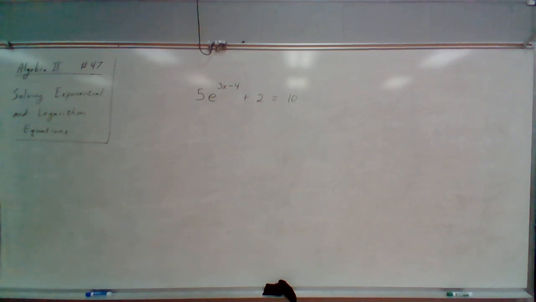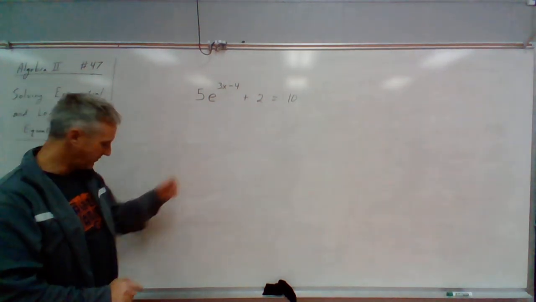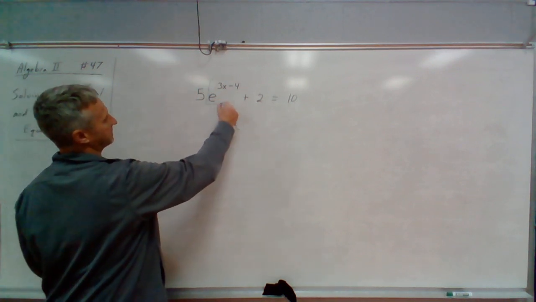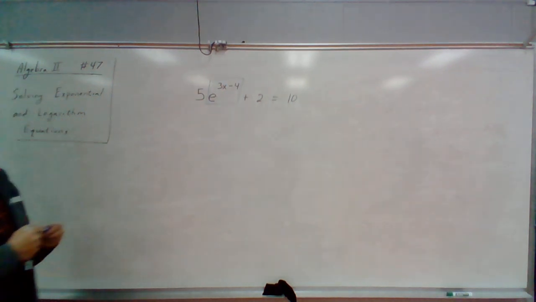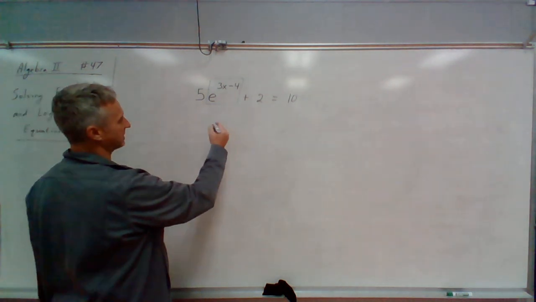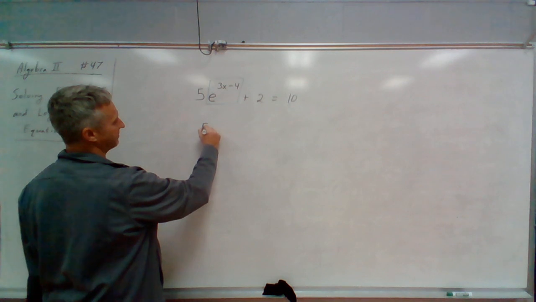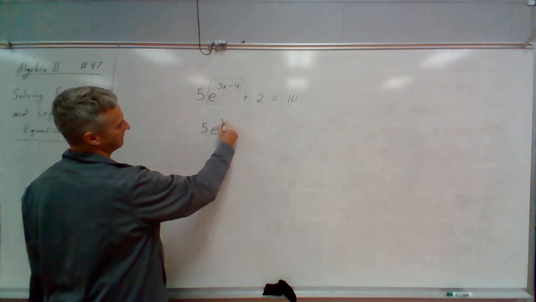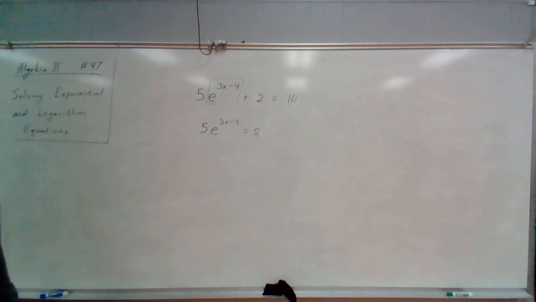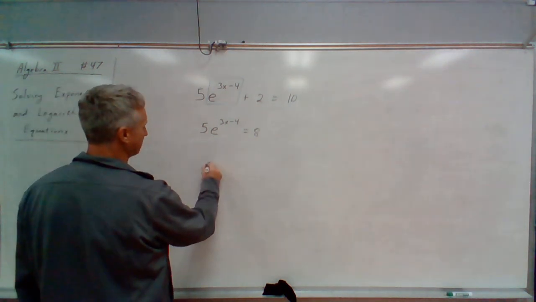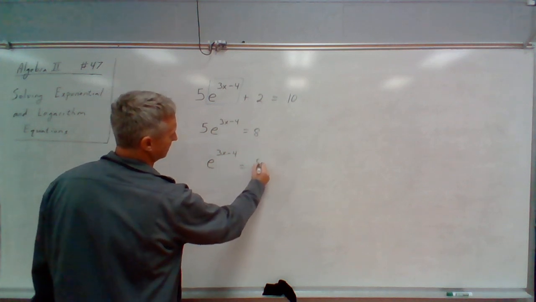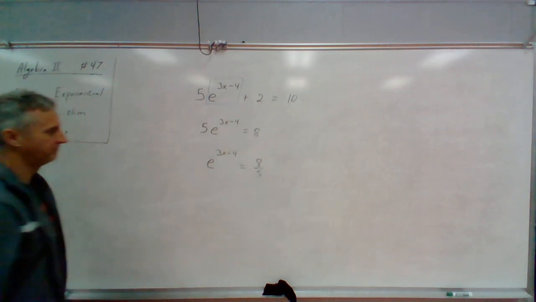All right, let's try one more example. So again, I'm going to isolate the exponential expression. So I want to get this by itself. First step is to subtract 2 from both sides. That would leave me with 5 times e to the 3x minus 4 equals 8. Now I can divide both sides by 5. So I get e raised to the 3x minus 4 is equal to 8 over 5.